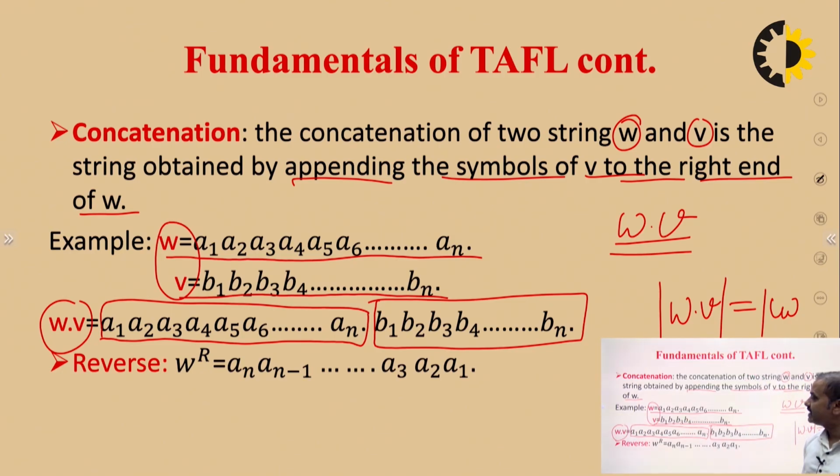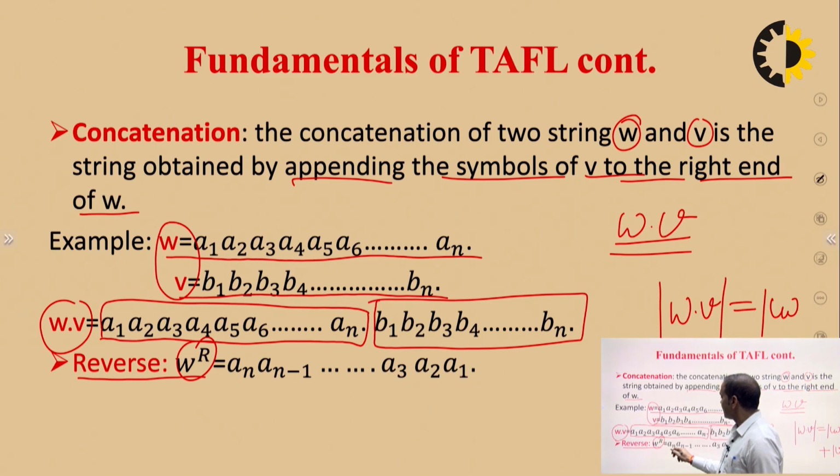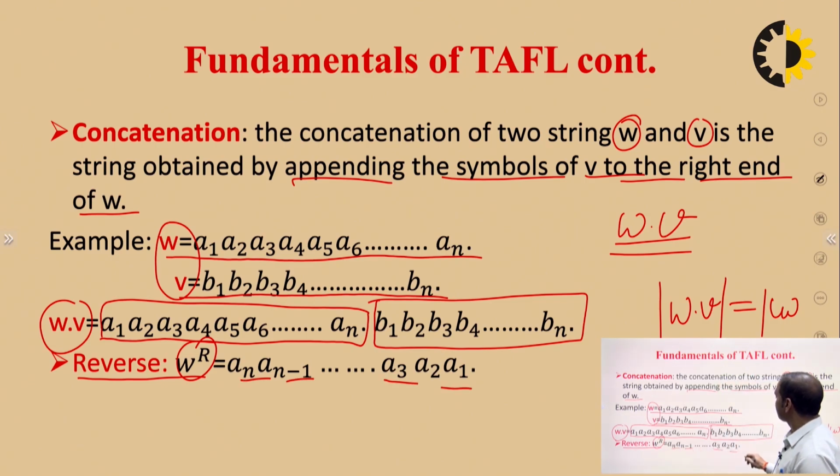Now, the next point is reverse. Reverse means reversing the given sequence. Here W is A1 to AN. Now, W power R is AN, AN minus 1, AN minus 2, and so on down to A3, A2, A1. This is the reverse of a given string.